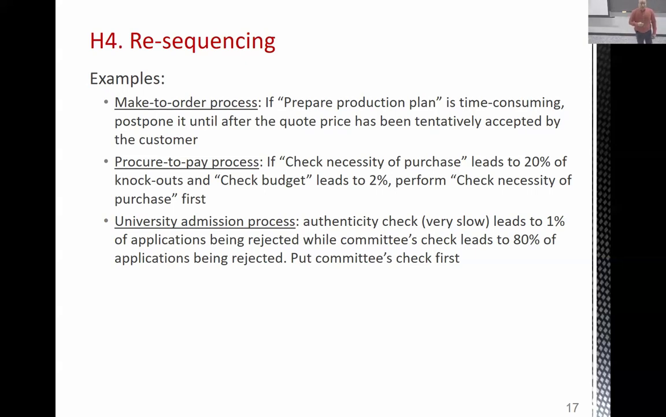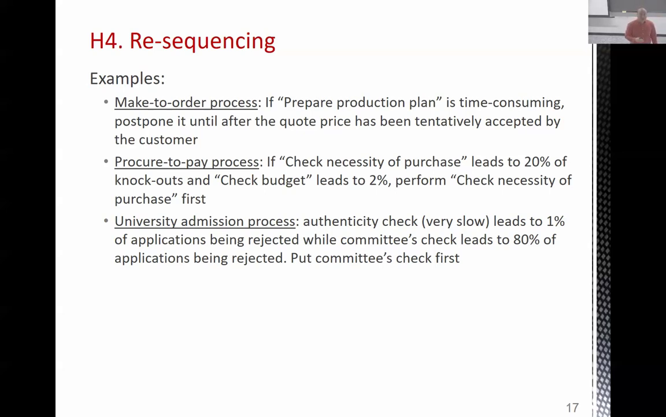Let me give you another example where reordering tasks can be useful. In a purchase to pay process, if checking the necessity of a purchase leads to 20% of knockouts, and checking the budget leads to 2% of knockouts, meaning after checking the necessity of the purchase, 20% of purchase requisitions are stopped because that purchase is not needed.